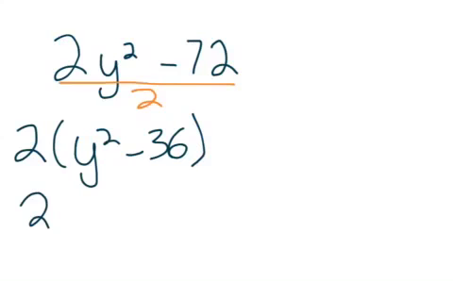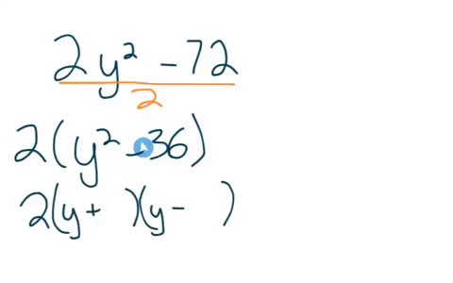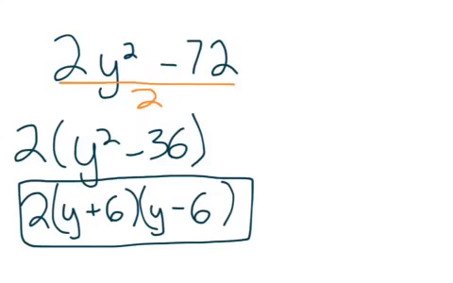So I put 2 out here, and then I have two sets of parentheses, one with a plus, one with a minus. The square root of y squared is y, so y goes in the first spot of both binomials. And the square root of 36 is 6, so that goes in the back spot of both. Now, nothing else can be factored, so that's my final answer. Press pause and copy this down.